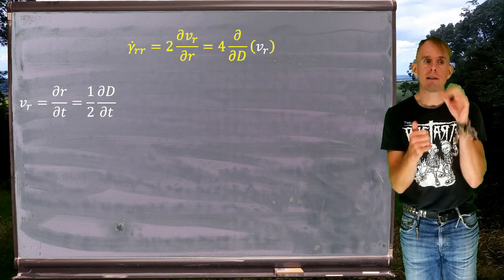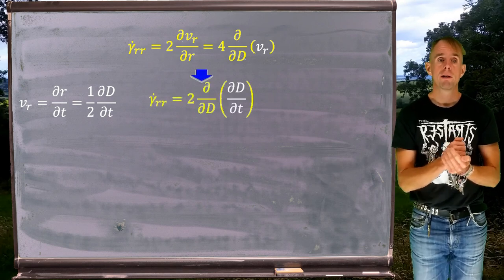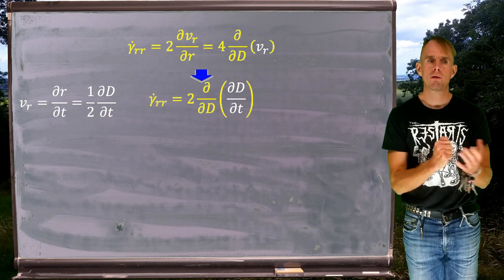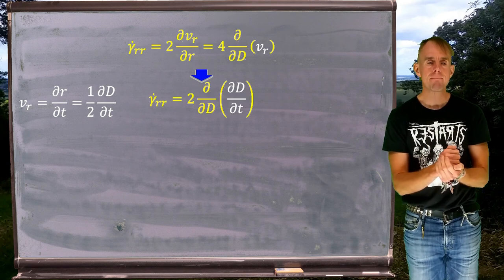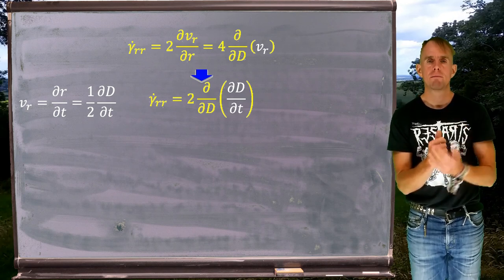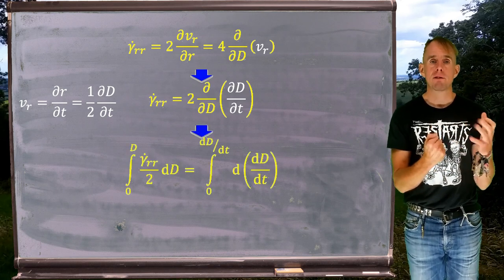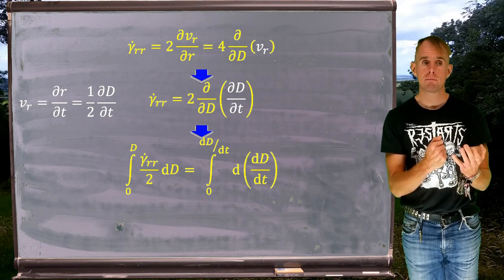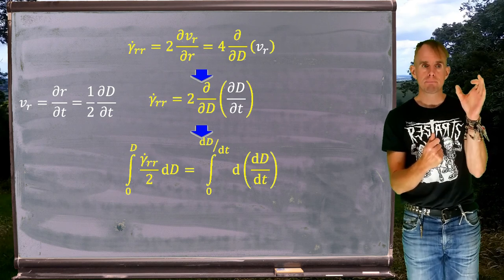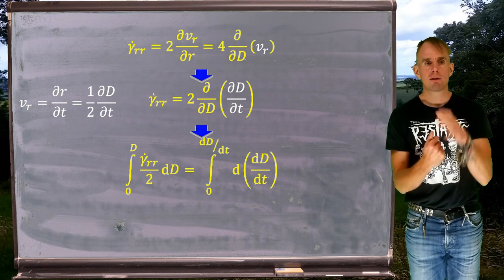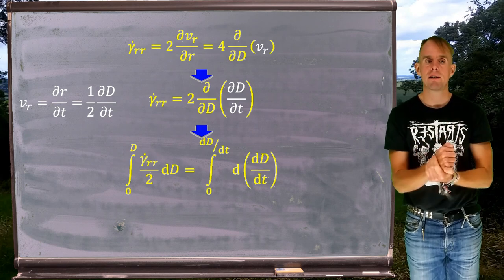So vr is the rate of change of radius with respect to time. So if we substitute that expression for radial velocity into the partial differential on the line above, we can see that gamma dot rr equals 2 partial d by partial d of partial d by partial t. So, let's rearrange this and let's integrate. So I'm going to, on the left-hand side, have a term that is with respect to diameter. So dd is the subject of the integration. And the limits are going from 0 to d. Now on the right-hand side, we have the integral of the terms including dd by dt, and we're going from 0 to dd by dt.